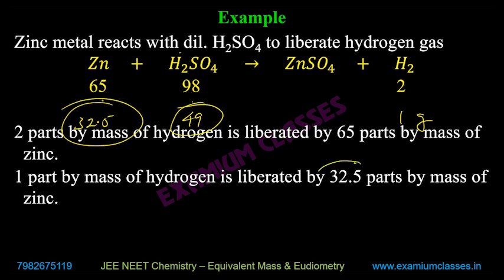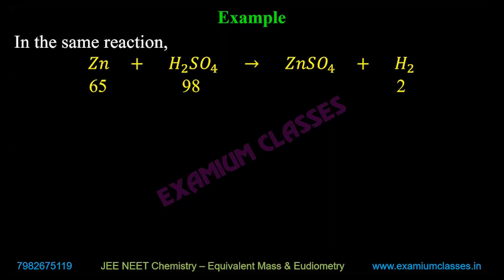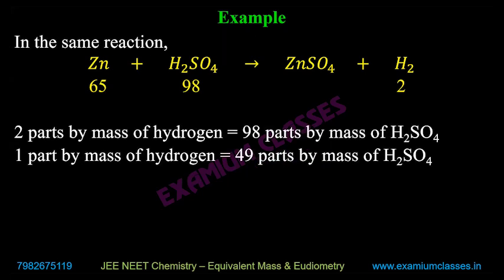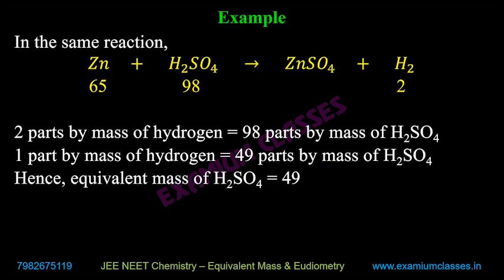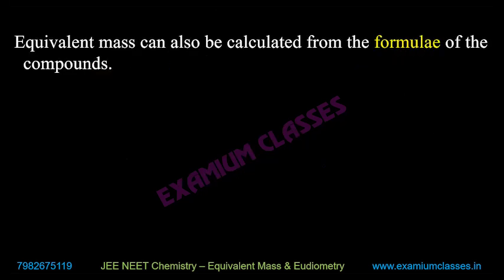So 32.5 parts is the equivalent mass of zinc. And if you use the same for H2SO4, 49 parts will combine with 1 gram of hydrogen. So 49 will be the equivalent mass of H2SO4. Equivalent mass, not atomic mass. Okay. Now, equivalent mass can also be calculated from the formula of a compound. But in this case, whatever we consider the valency of the element, most probably the metal, that will decide the equivalent mass. Okay.